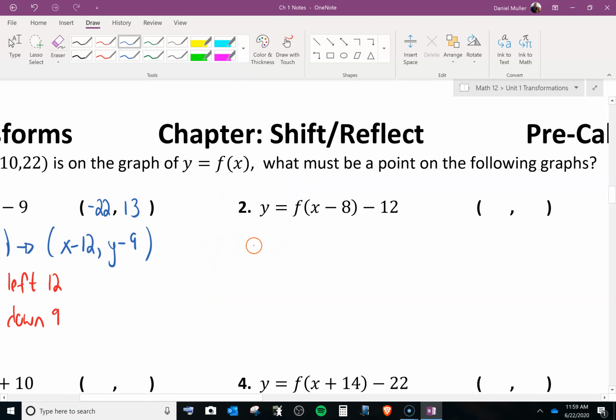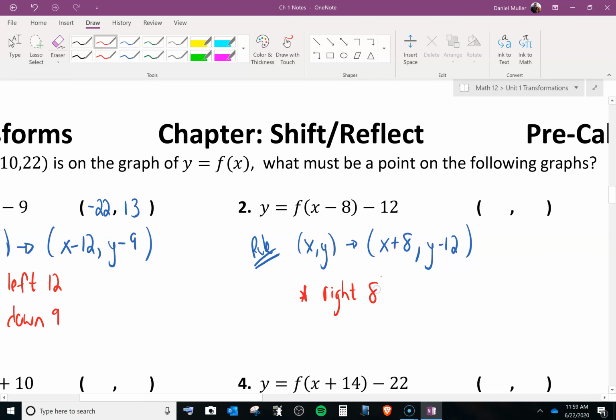So let's do again here, the next one, we'll do a rule. So our rule says take any point, x comma y, and for the x, it says minus 8, so I will do the opposite. I'll add 8. And the outside is the y. It says minus 12, so I'll do exactly what it says, minus 12. Now, affecting the x is left and right, so we are going to be adding it, so we're going to be moving it right by 8. If you add 8, that moves in the positive horizontal direction. This is horizontal. Positive horizontal would be heading right.